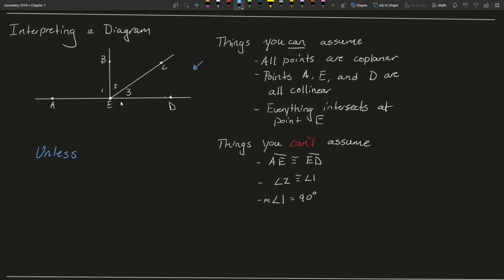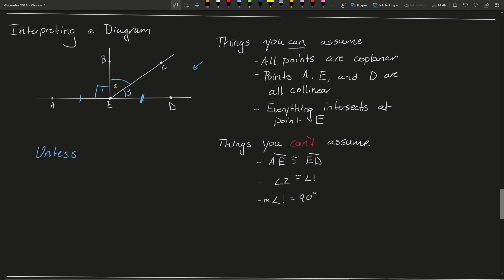So you can only assume that the measure of angle 1 is 90 degrees if it is marked as a right angle. You can only assume that angle 2 is congruent to angle 3 if they are marked similarly. And you can only assume that segment AE is congruent to AD, again if they are marked similarly, like so.